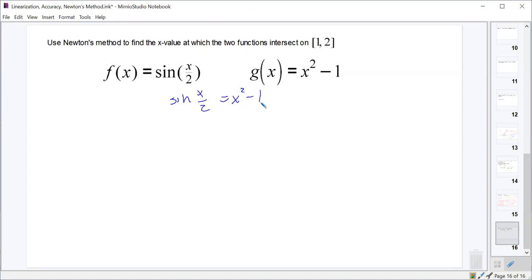And Newton's method is good for finding x-intercepts or finding when something equals 0. So we will just make this x squared minus 1 minus sine of x over 2 equals 0. And that will be the equation that we are looking to solve. That'll be f of x. We'll call it, how about we call it h of x? H of x is that. And what will h prime of x be?